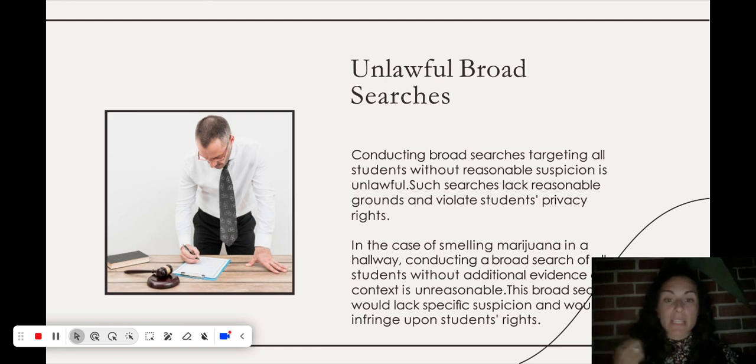In the case of smelling marijuana, that is something that we did in our school assignment. Smelling marijuana in the hallway, are you allowed to just search everyone? No, you cannot. It's unreasonable. It would lack specific suspicion, and that infringes upon students' rights. So as a teacher, you cannot just broad search because you have a suspicion.